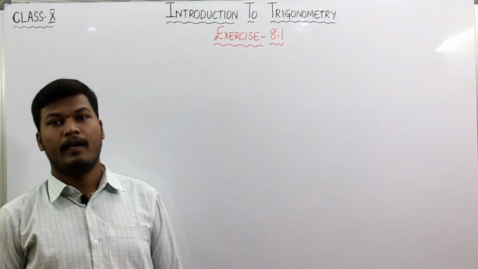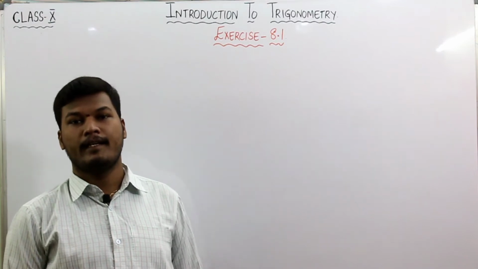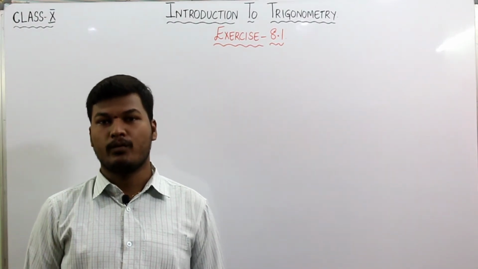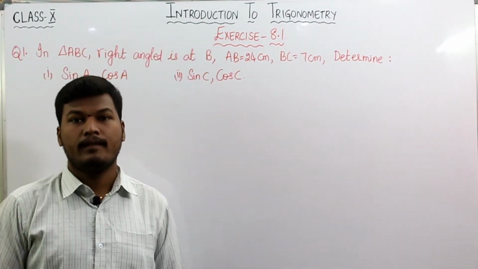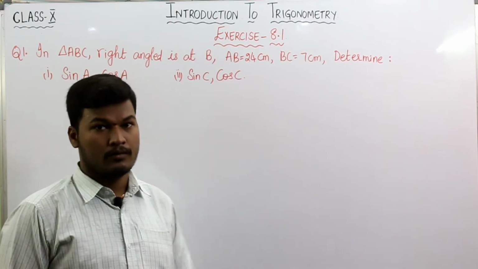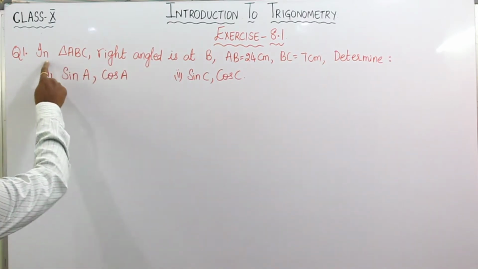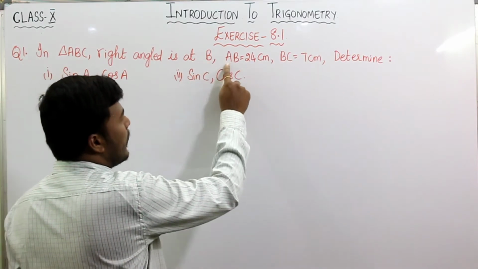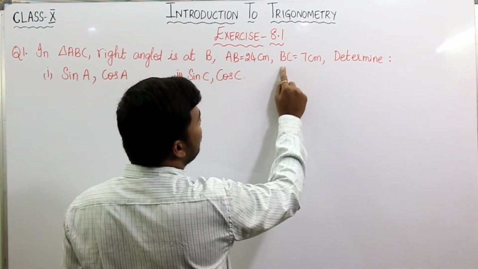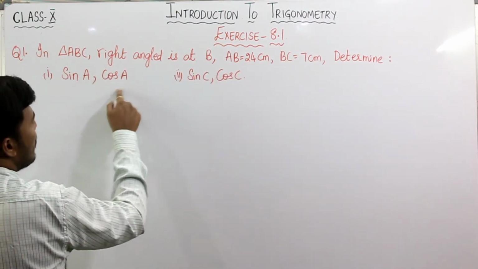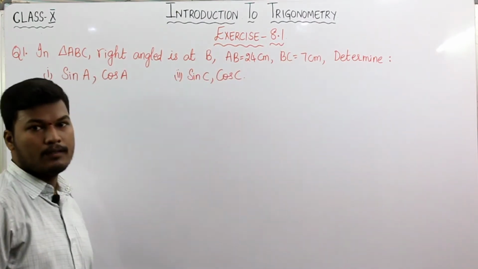So today we are going to solve some problems related to trigonometric ratios of exercise 8.1. Now let us solve exercise problems using trigonometric ratios. The first question is, in a triangle ABC, right angle at B and AB is given as 24 centimeters, BC is given as 7 centimeters, determine sin A, cos A, sin C and cos C.